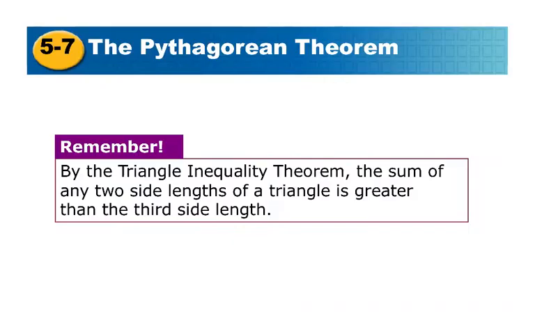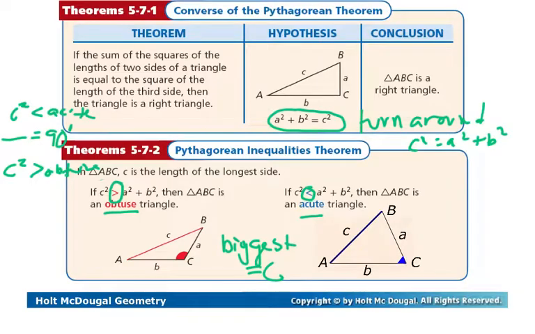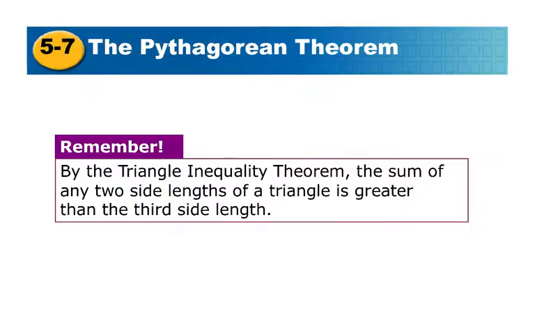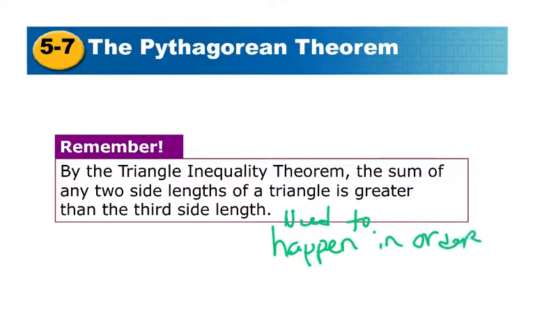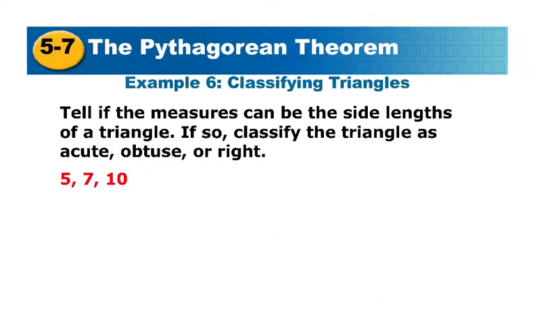And so we'll apply it in a problem here. So by the triangle inequality theorem, which is what we have on the previous slide, because it's got inequalities saying if it's obtuse or acute, the sum of any two side lengths of a triangle is greater than the third side length. Because remember, this needs to happen in order to have a triangle exist. Because remember, if the two sides are less than the third side, then we can't actually even make a triangle. So first we're going to check if it's a triangle.